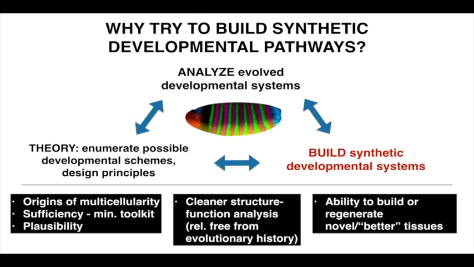Questions about sufficiency. Really, you see a lot of systems, and we can see principles in them, but oftentimes there are multiple mechanisms that are overlaid. Can we start asking questions about what's sufficient to achieve certain behavior, as well as the whole plausibility of how things like multicellular organisms could have evolved? Again, this is cleaner from a structure-function analysis, because we're trying to uncouple things relatively free from evolutionary history.